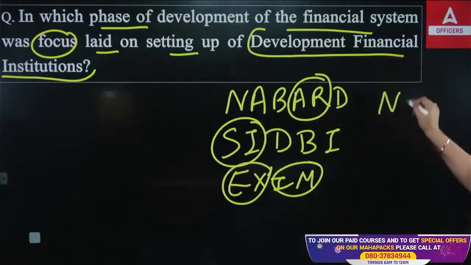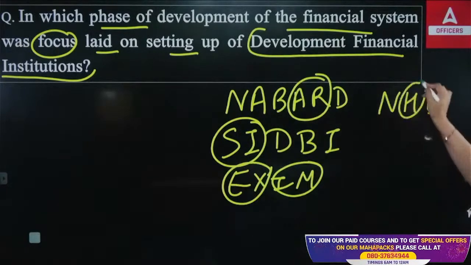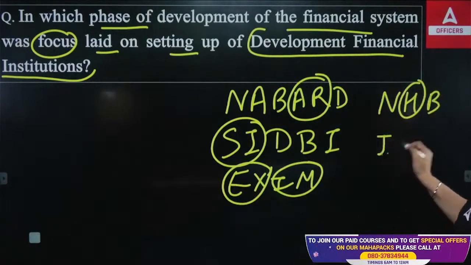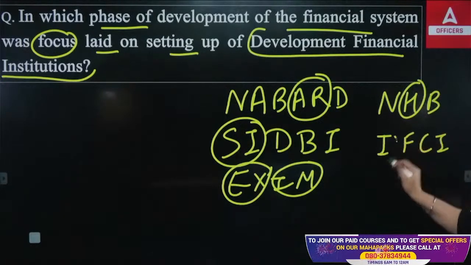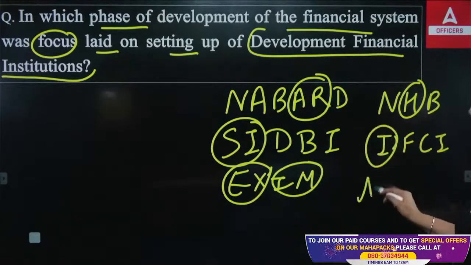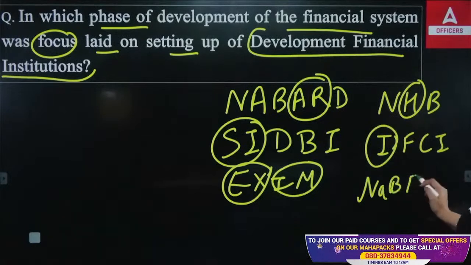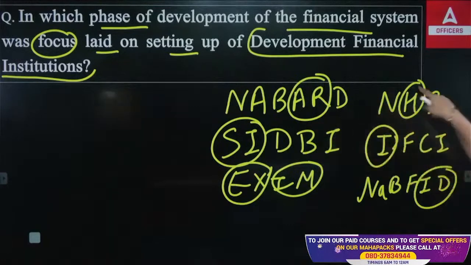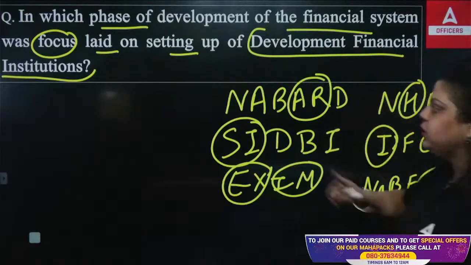We have NHB, which works for the housing sector. We have IFCI, which works for the big industries in the country. We have now the latest one, NABFID, that works for the infrastructure development of the country. So these are all the development financial institutions of our country, and they work for particular sector development in the country.